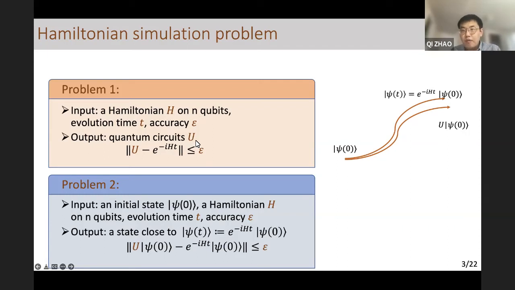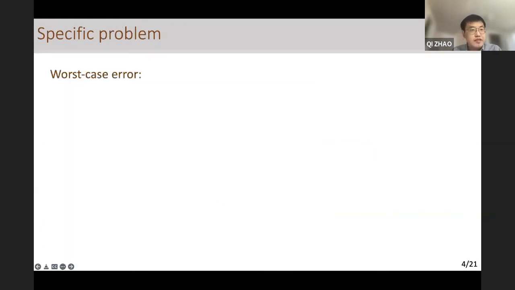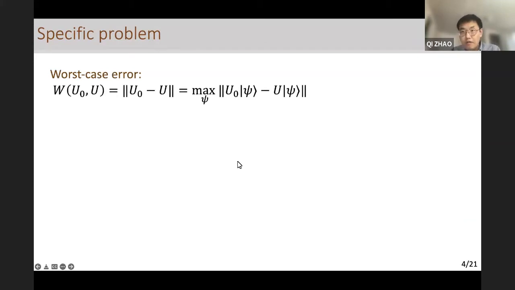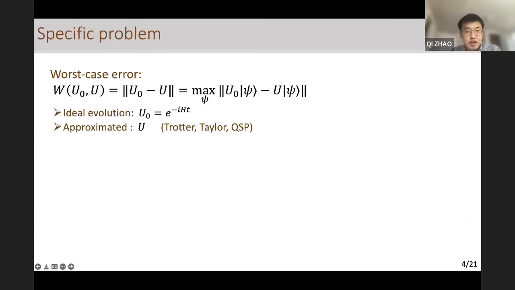For the first problem, a lot of effort has been made to estimate this error for different kinds of algorithms or different kinds of Hamiltonians. But for the second problem, the exploration is still limited. In the first problem, the error is the spectral norm of the ideal evolution minus the approximate evolution. It corresponds to the worst case input state, so that's why we call it worst case error.